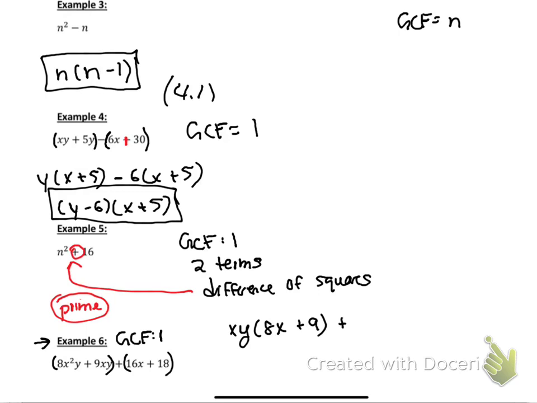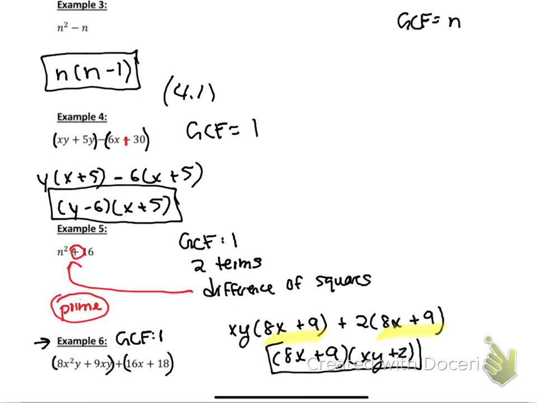Then let's look at our second set of terms. We can factor out a 2. So again we have 8x plus 9. These 2 sets of parentheses are identical, so we can factor them out. So we have 8x plus 9, and then we have xy plus 2. And that's our final answer.